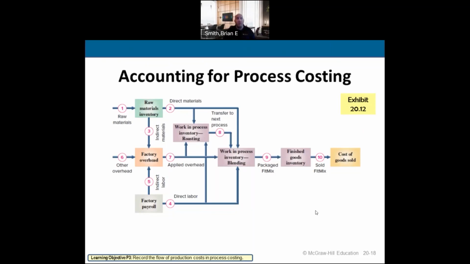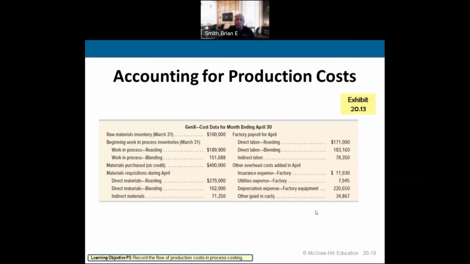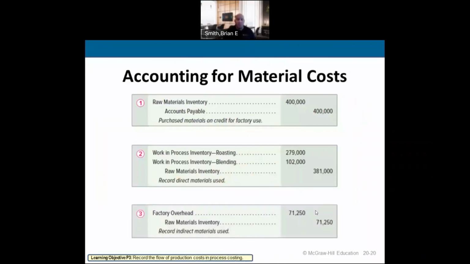Then we're going to apply the overhead. See, all those costs that we're incurring in 3, 6, and 5 are all the actual costs. Number 7, work in process in both of the different areas. All the materials requisition, your factory payroll, the overhead. This is showing you the actual costs, because we still have to do journal entries on how to account for these. So for example, we're going to move our raw materials.